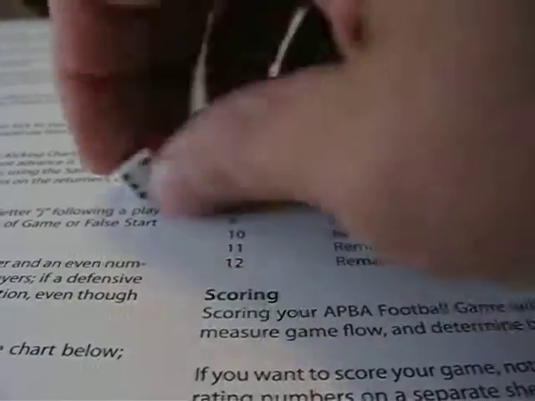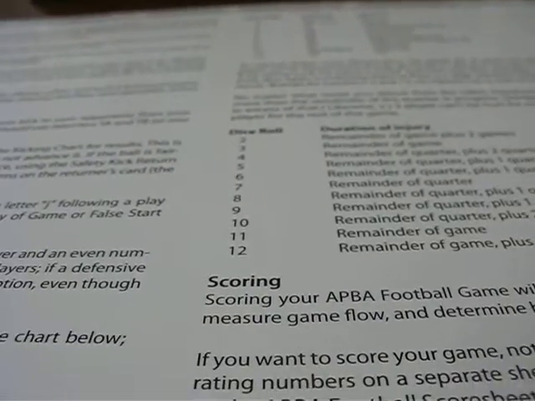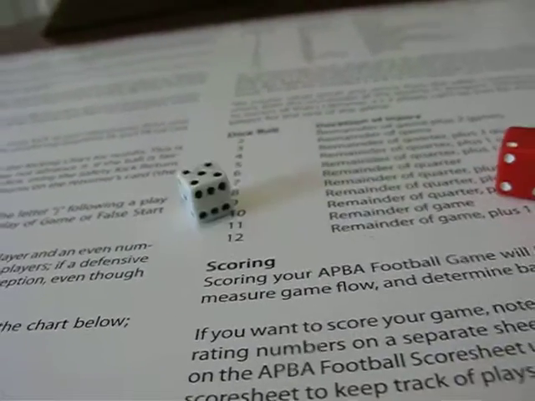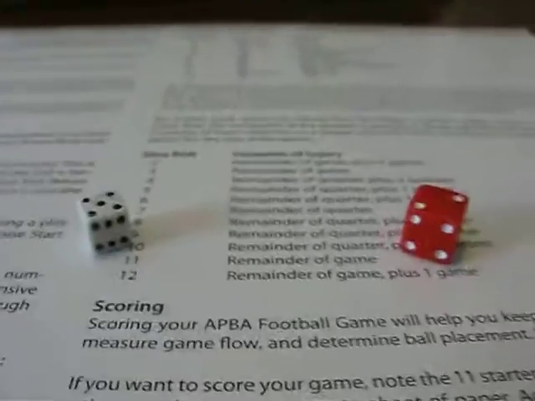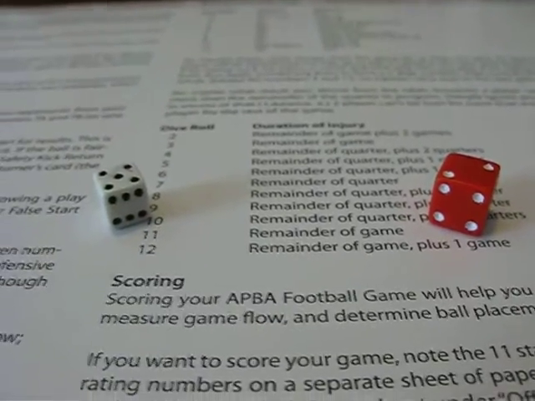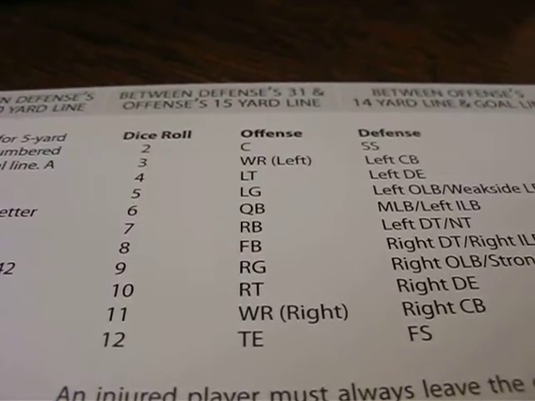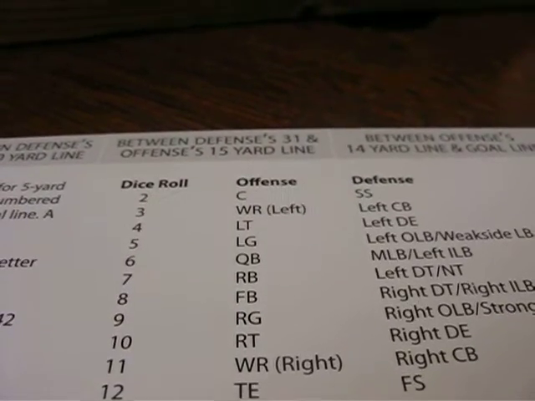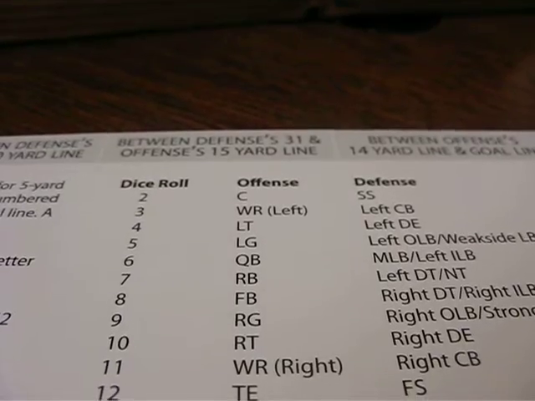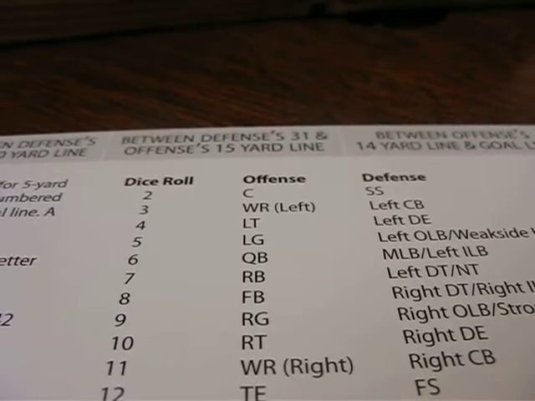Now take both dice, I should say, roll them and add them together. So that's not a 25, that's a 7. We know it's an offensive player that's hurt, so we're going to go to the chart here. Offense, dice roll 7, running back, which is Ray Rice. Okay, let's go look at Ray's.